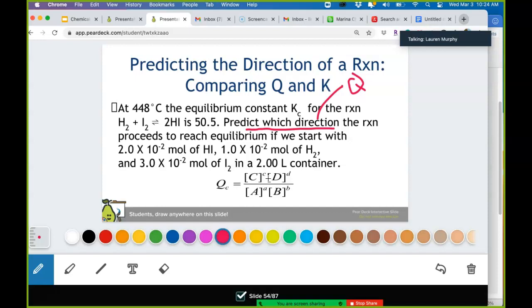Here's when you would not be able to do this. If they told you that HI was in a 3-liter container and the H2 was in a 3 or 4-liter container and the I2 was in a 2-liter container, they would all be different molarities with different volumes. Then you would have to solve for their molarities before you could plug in here. But because they're all in the same container, the volume isn't necessary. But it will work either way. So again, we're going to solve for Q because we don't know if we're at equilibrium. Again, Q is solved for the same way.